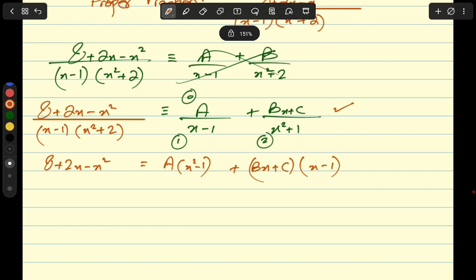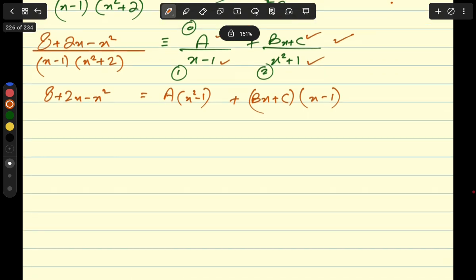There is only one rule: the numerator must always be 1 degree less than the denominator. For example, if the denominator was degree 1, like here, the numerator was degree 0, which was a constant. If the denominator is of degree 2, then the numerator is going to be of degree 1, which is bx plus c. Now if the denominator is of degree 3, then the numerator is going to be quadratic, which means a polynomial of degree 2. That's the entire pattern. You're not memorizing formulas, you're recognizing degrees.